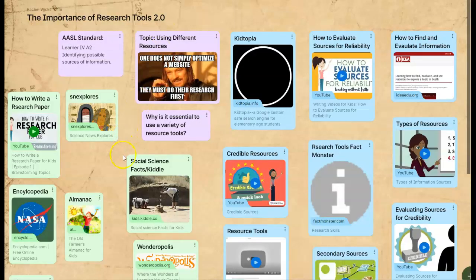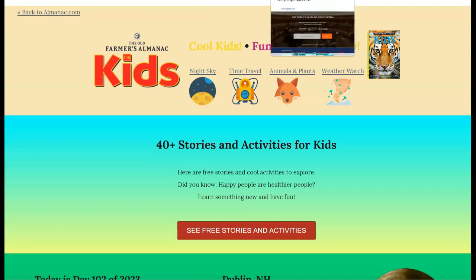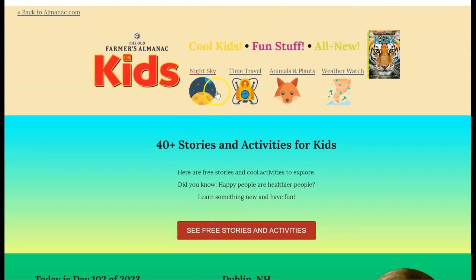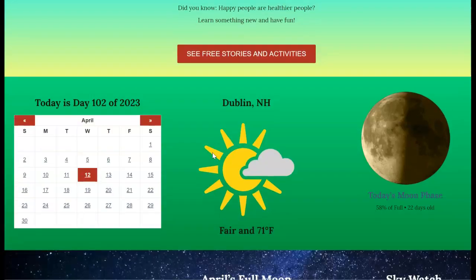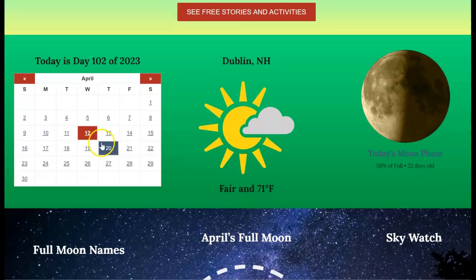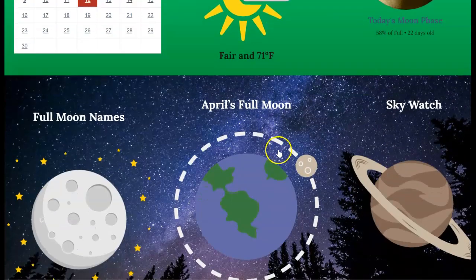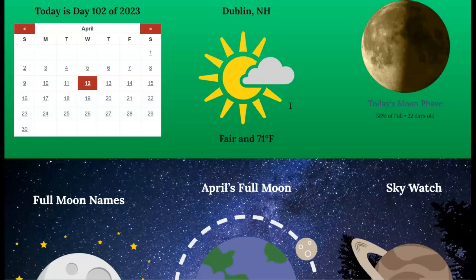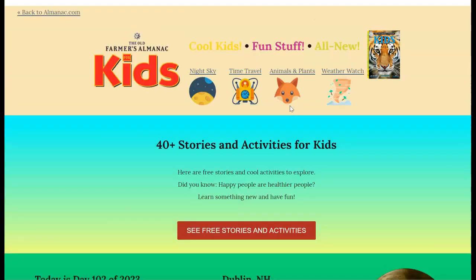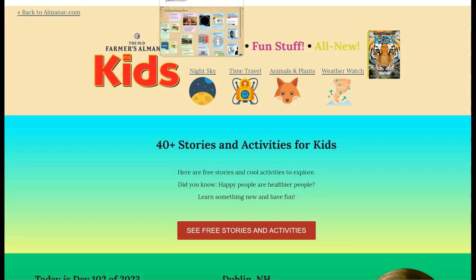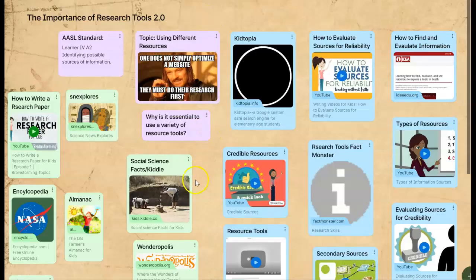Let's go back. We have the almanac. The almanac is mainly for science again, and it'll have the day of the week, it'll have the temperature, it'll talk about the moon's phase. Look at that. It shows you the moon's names. April's full moon, a sky watch. This is not what you would use to do your research. This is just extra information in case you were wondering about something.